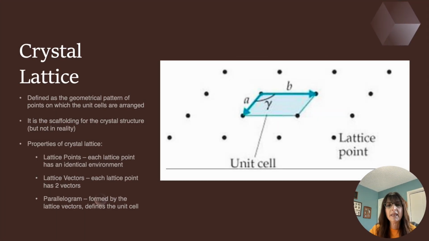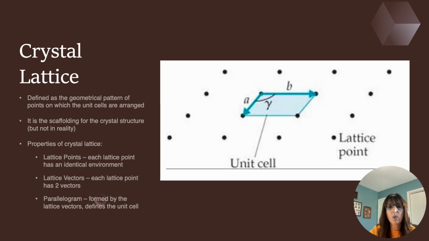Crystal lattice. This is the structure of solids, and it's going to remind you a little bit of geometry class here, so hang with me. A crystal lattice is the geometrical pattern of points on which the unit cells are arranged. It's this scaffolding for the crystal structure, but not in reality. What you need to know about crystal lattice is we have these things called lattice points. You can see those are those black dots in the diagram.